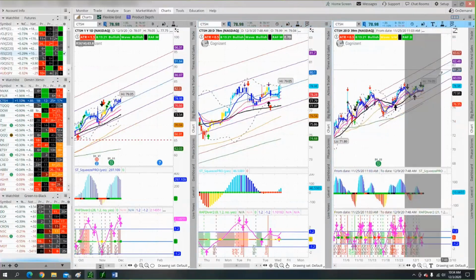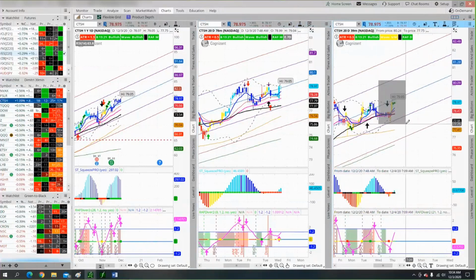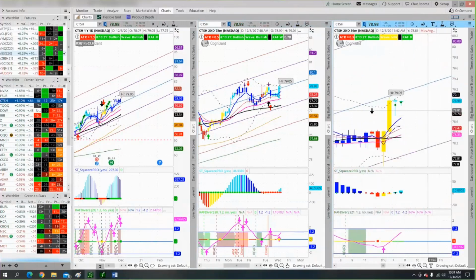39-minute, I'm not too big a fan of the squeeze on this one. But if you wanted to trade it, all you have to do is wait for it to pull back, inside bar, get in the trade, and you make lots of money. Simple as that.